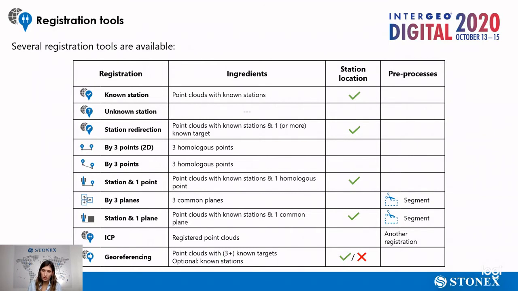Then it's also possible to select manually some points to use for the registration. So the user chooses 3 or more homologous points. There are many other registration tools that now we see in more detail. In the table you see that for some registration tools it's necessary to know the station location, and maybe for other tools it's necessary to have performed some other processes before.